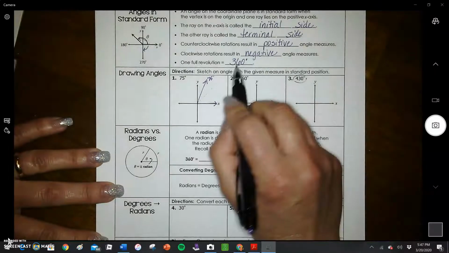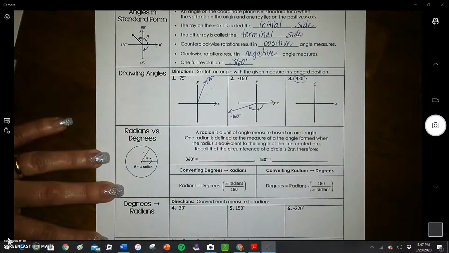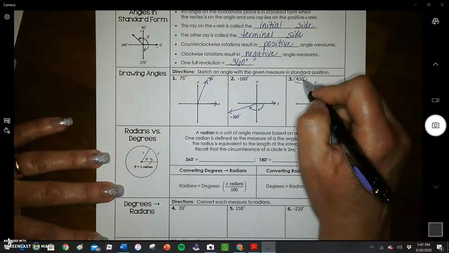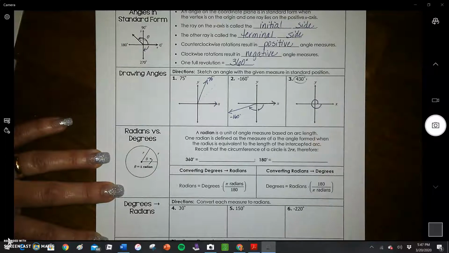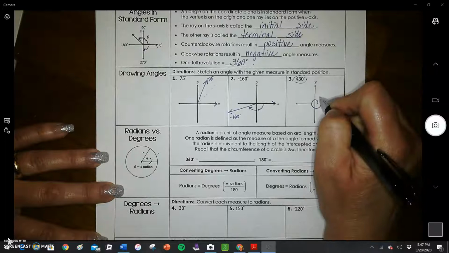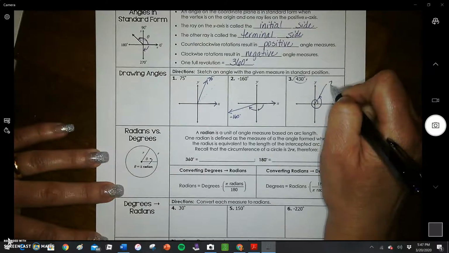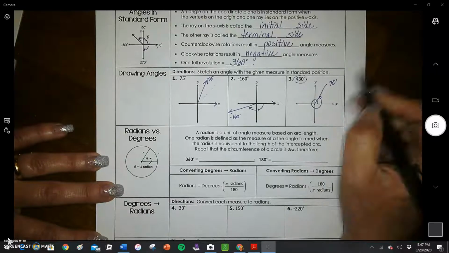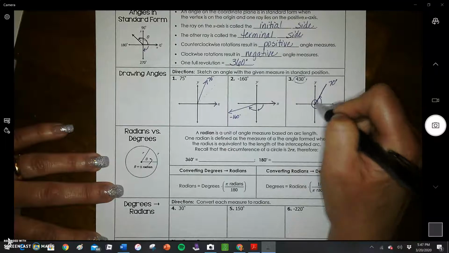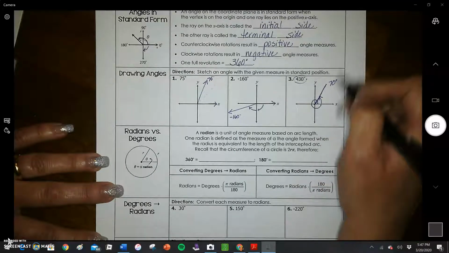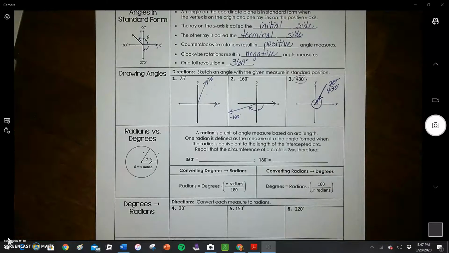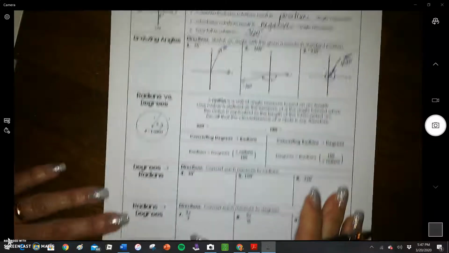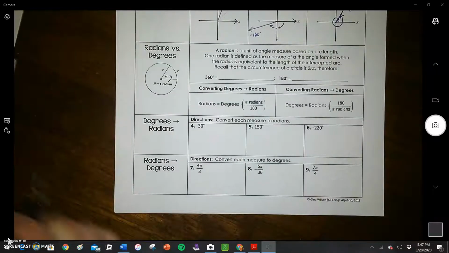430 degrees, remember one full revolution is 360, and so 430 is going to be all the way around 360 plus an extra 70 degrees, right? And so 70 degrees is right here, but if we go all the way around, we end up with 430 degrees, okay?